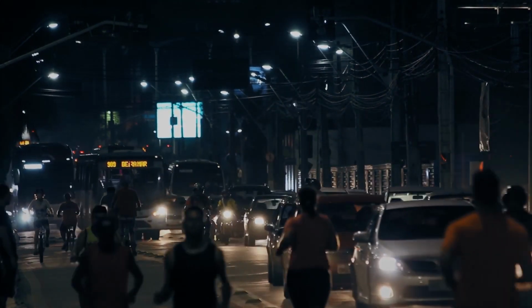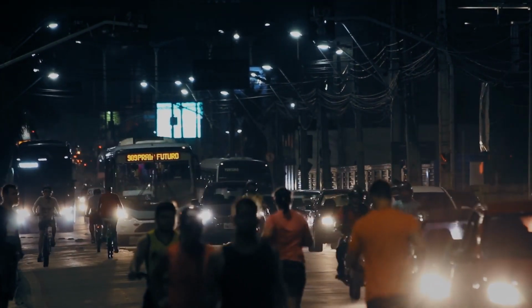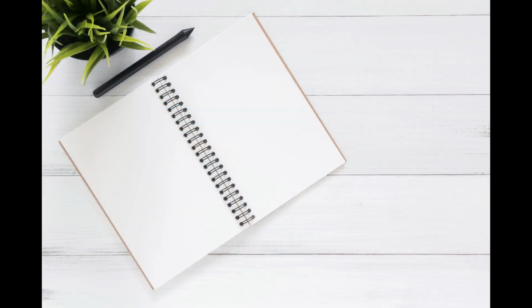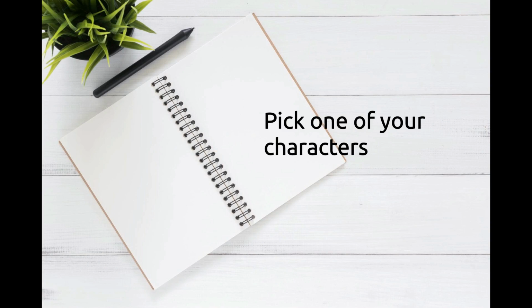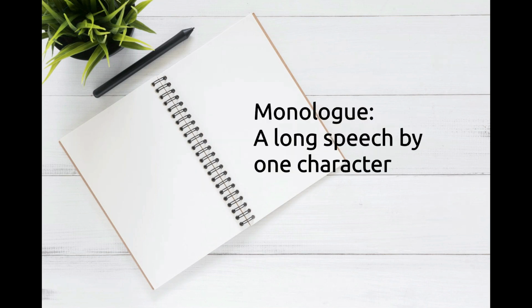Keep hold of these character descriptions because we're going to come back to story structure in future workshops and you might want to use these characters. For our last exercise, I'd like you to pick one of the 2 characters you've created today and write a monologue from their perspective. A monologue is a long speech by one character without interruptions.